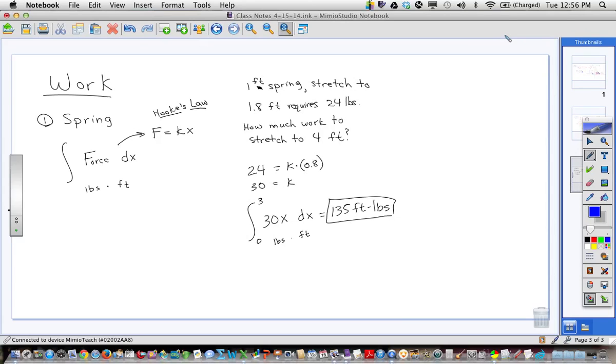We're going to pull it a little bit, and a little bit, and a little bit, and then add all that up. Because the force is changing, right? And so this is the equation that gives us that force change. All right, next one.